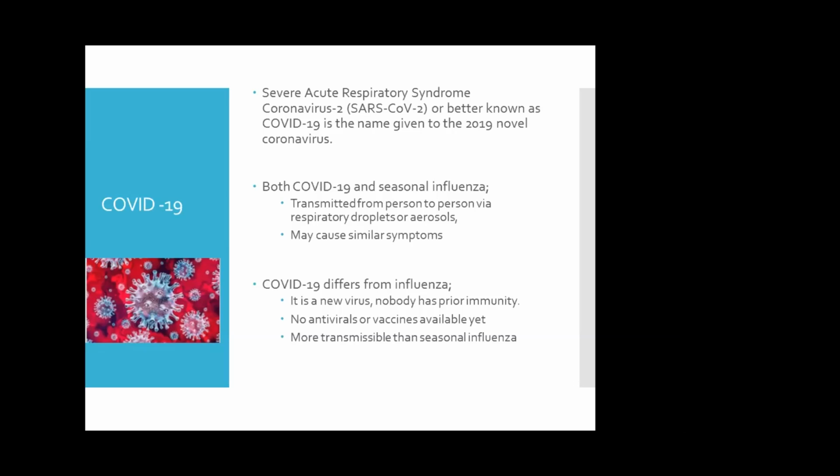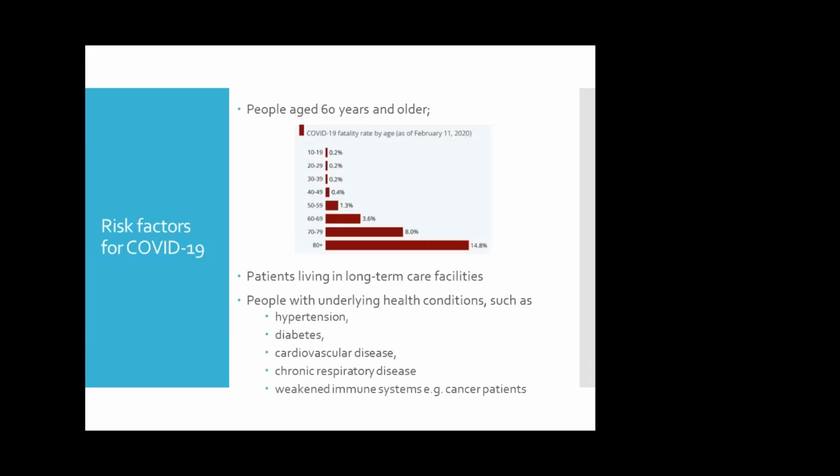But how does COVID-19 differ from influenza? First of all, it's a new virus, so we don't have any immunity for it. We do not yet have any antiviral medications or vaccine available to treat it, and it is actually even more contagious than the seasonal influenza. So this is something that's going to have a big impact on our healthcare systems.